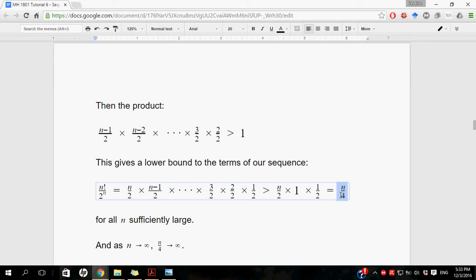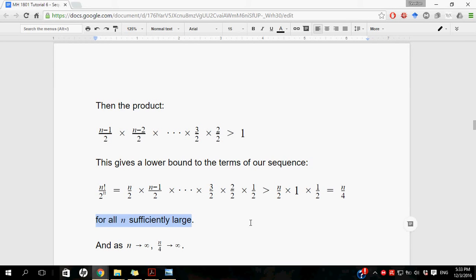So in other words, if n is sufficiently large, or even taken to be at least 4, then all of these terms will be greater than n divided by 4, which is also going to be greater than 1. If n is greater than or equal to 4, then this is already greater than or equal to 1, as you can clearly check. So this inequality is true for all n sufficiently large.